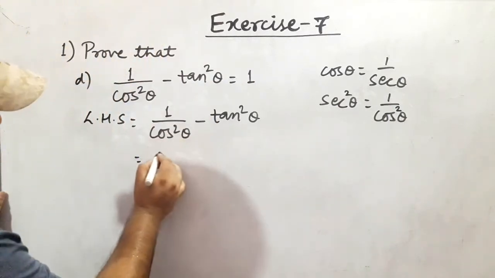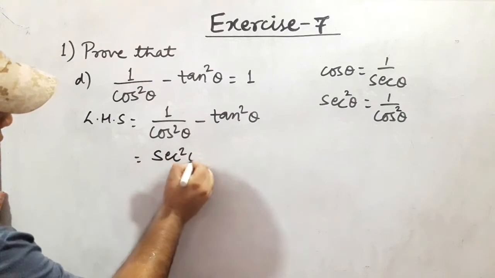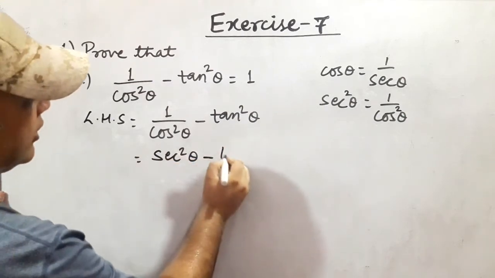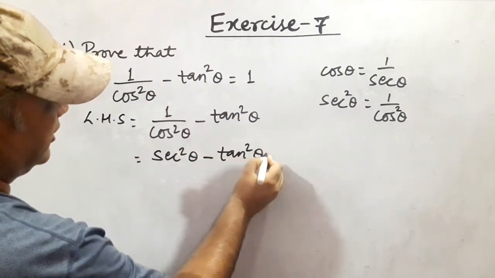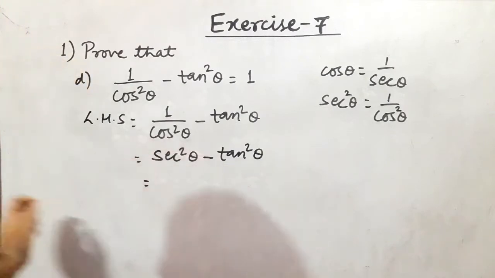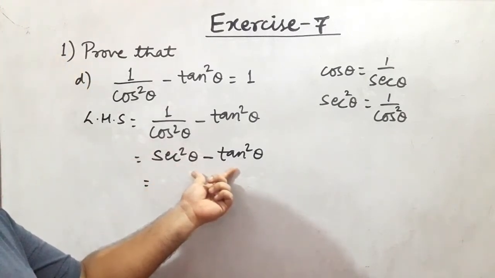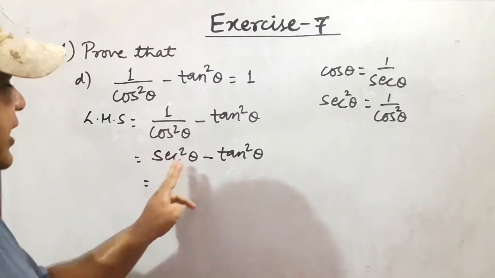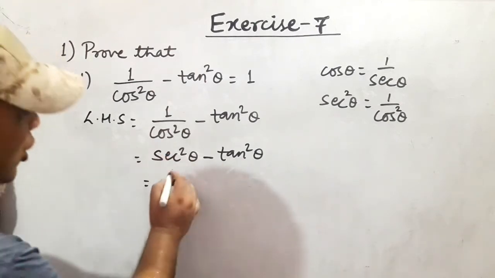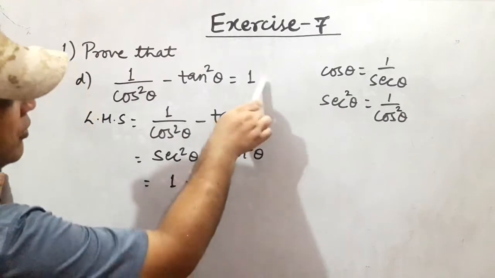So 1 by cos square theta becomes sec square theta minus tan square theta. I am not going to change it. Sec square theta minus tan square theta. From the Pythagorean relation, we have sec square theta minus tan square theta equals 1, which is our right hand side.